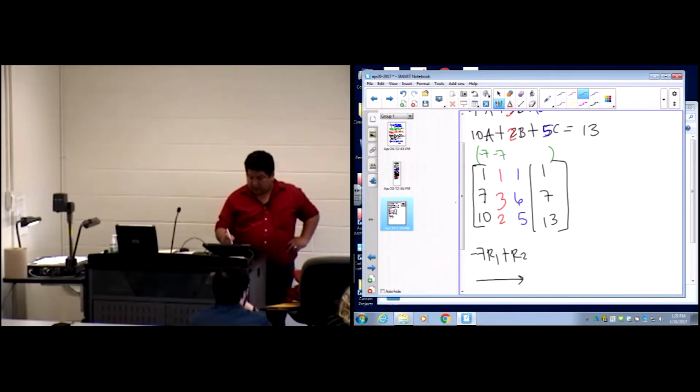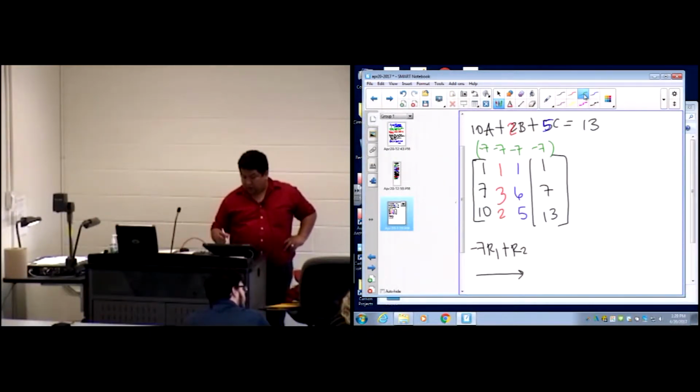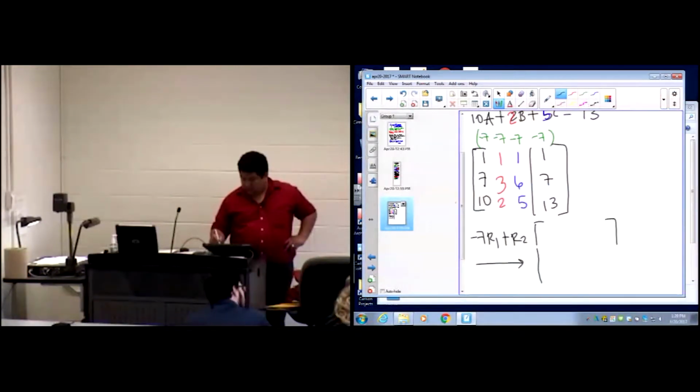so what we're doing next is creating a new matrix. Every row stays the same: 1, 1, 1, 1. Every row with the exception of the second row. 10, 2, 5, 13. That stays the same. But then we add the new row obtained by multiplying negative 7 times row 1. We add that to the former row 2.